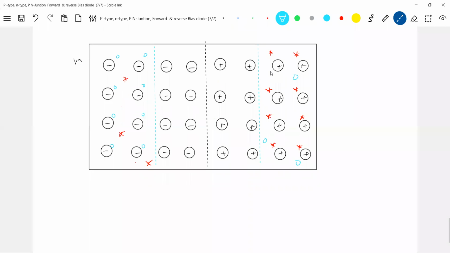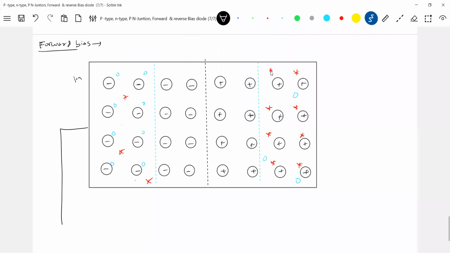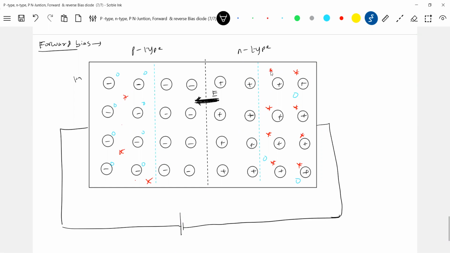What do you mean by forward bias? The first topic is: when you connect the positive terminal to the P type, this is the P type, and this is the N type, and this is the electric field. That E you don't forget, showing that E. P type is connected to the positive terminal of a cell and N type connected to the negative terminal.